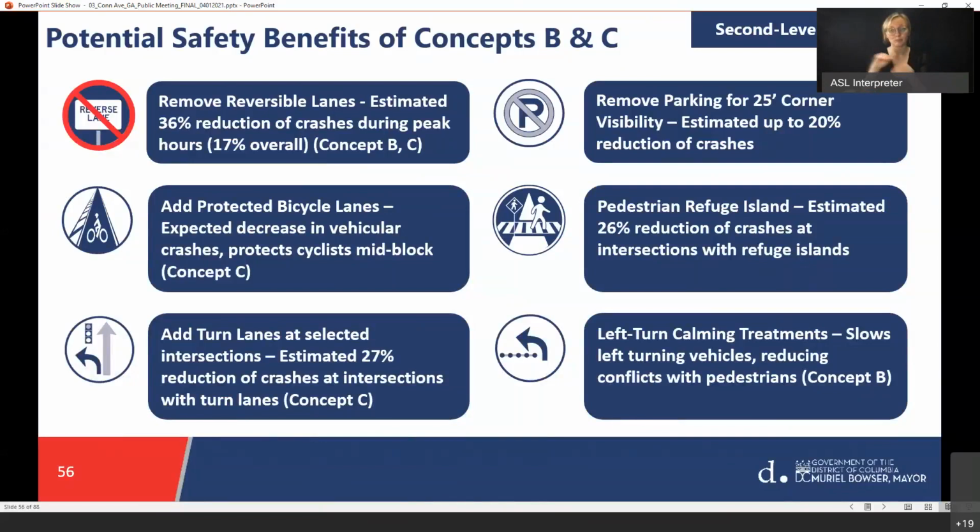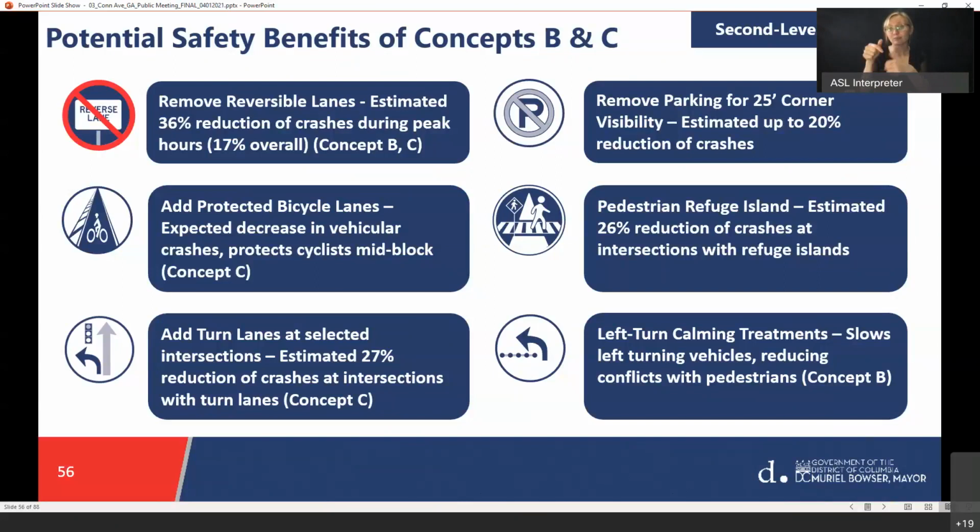Hello. So concepts B and C provide the opportunity to make safety improvements along the corridor. Firstly, removing the reversible lanes will eliminate crashes caused by the confusion on how to use them, specifically those left turns from the wrong lane. Removing parking at crosswalks and near intersections will improve visibility for all users. Protected bike lanes are associated with decreases in vehicular crashes, as well as protecting cyclists mid-block. Pedestrian refuge islands are also associated with reduction of crashes, both pedestrian and vehicular.